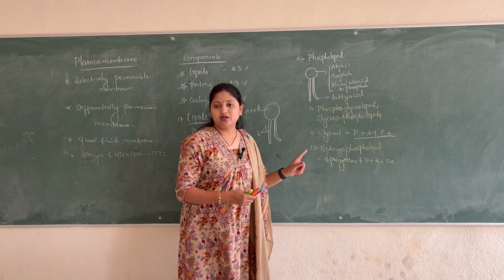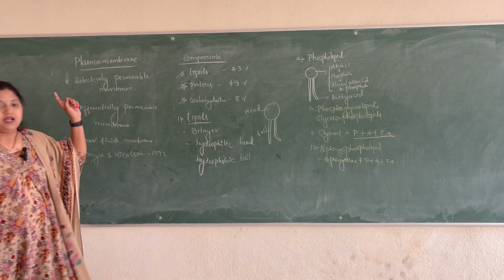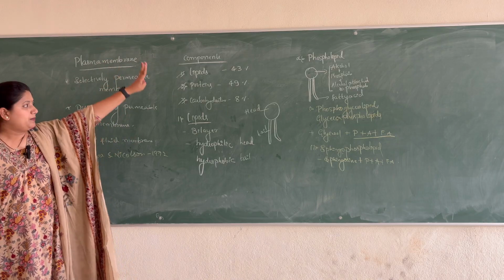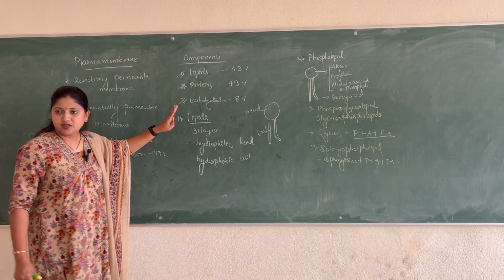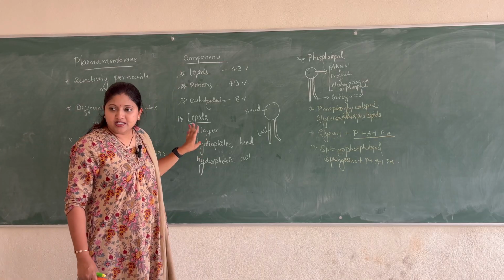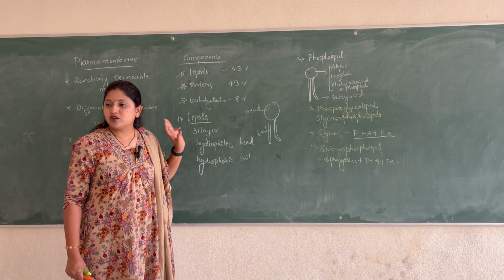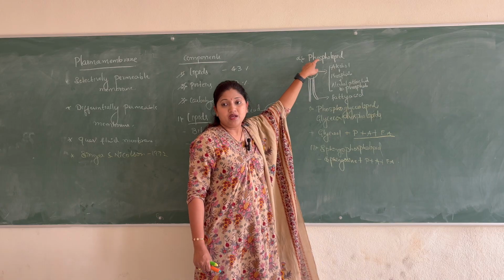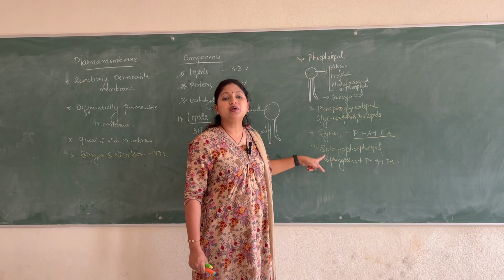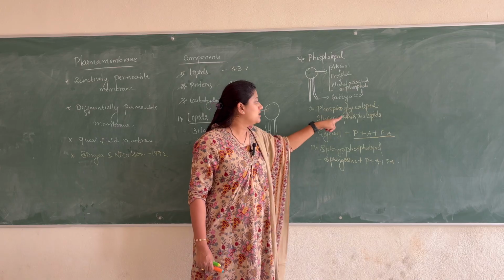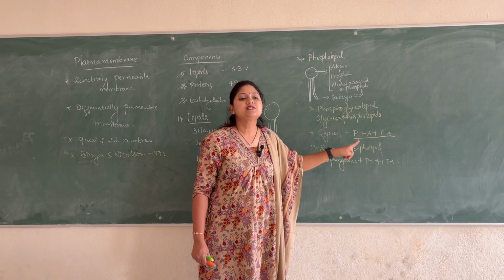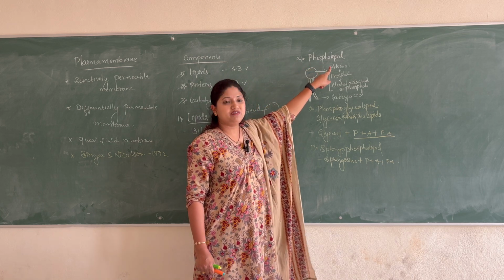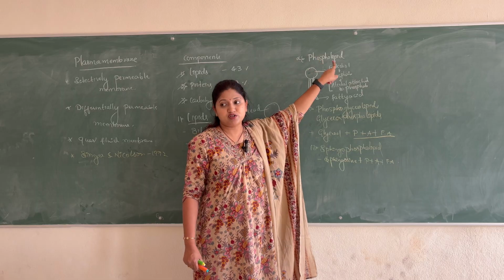Okay, so I'll repeat it once again. The plasma membrane is made up of three components: lipids, proteins, and carbohydrates. In the lipids, there are three types of lipids present in the plasma membrane. The first type is the phospholipid. In the phospholipid, there are again two types: one is a glycerophospholipid, another one is a sphingophospholipid. This is the first type of the lipid, that is the phospholipid.